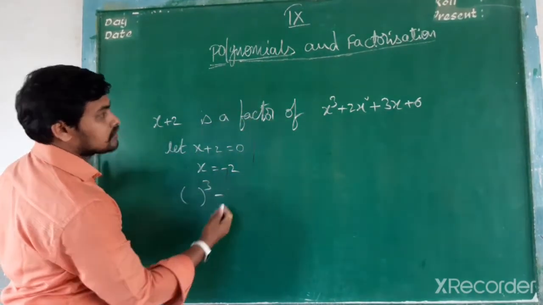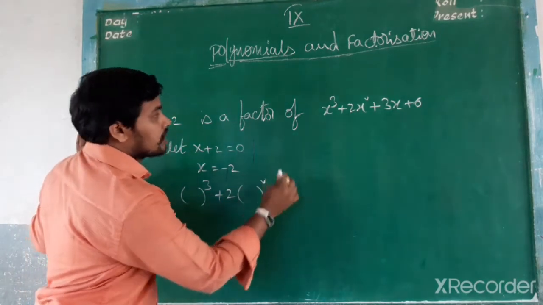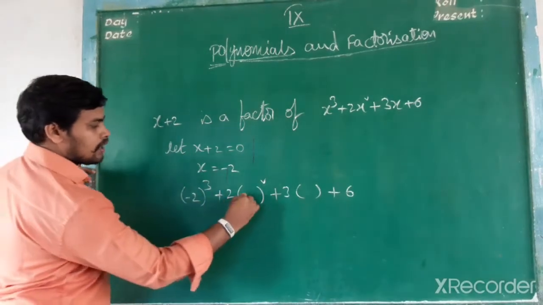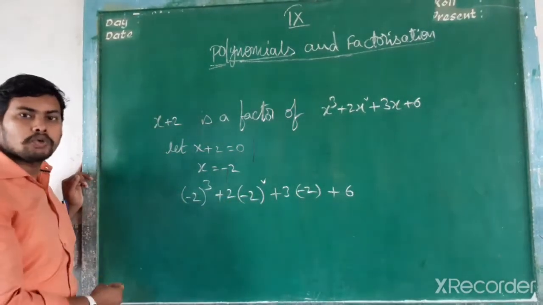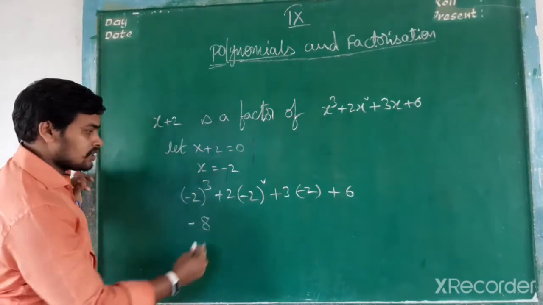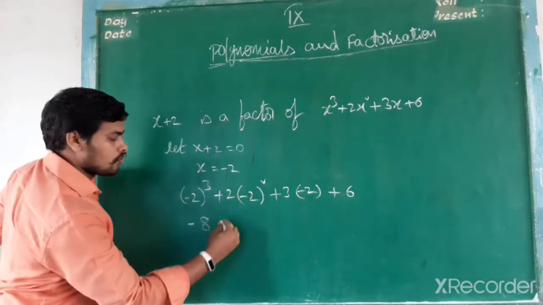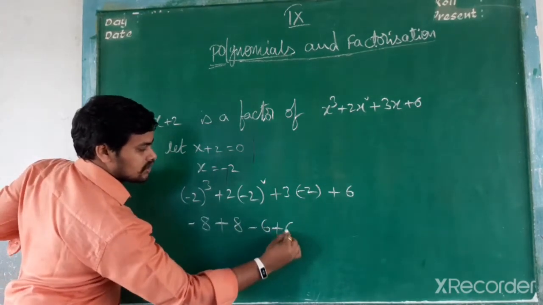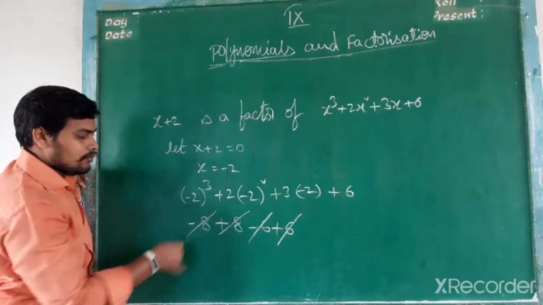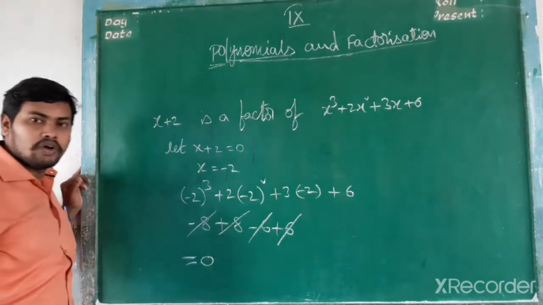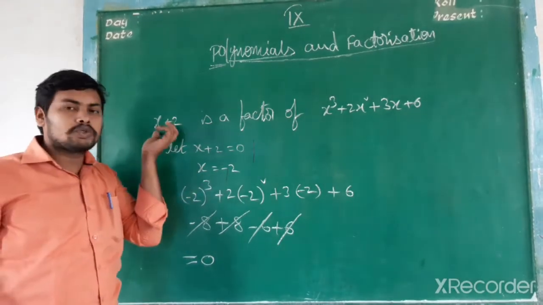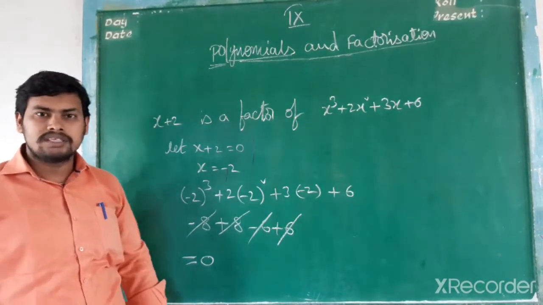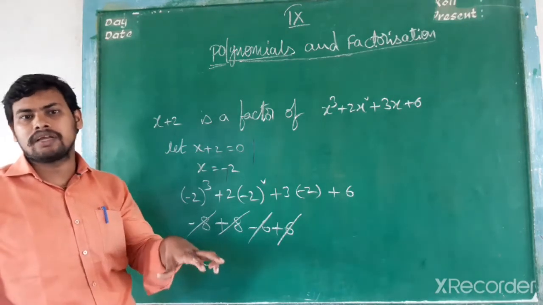Okay. So now substitute x value minus 2 in this polynomial: minus 2 cube plus 2 into x square plus 3 into x plus 6. What is the x value here? Minus 2. Minus 2 whole cube value is minus 8. Minus 2 whole square value is 4. 4 2s are 8, plus. Minus 3 2s are minus 6, plus 6. So minus 8 plus 8, minus 6 plus 6. The result is 0 here. So x plus 2 is a factor of this particular cubic polynomial. Okay. These are the factors. Factors means the result must be equal to 0.